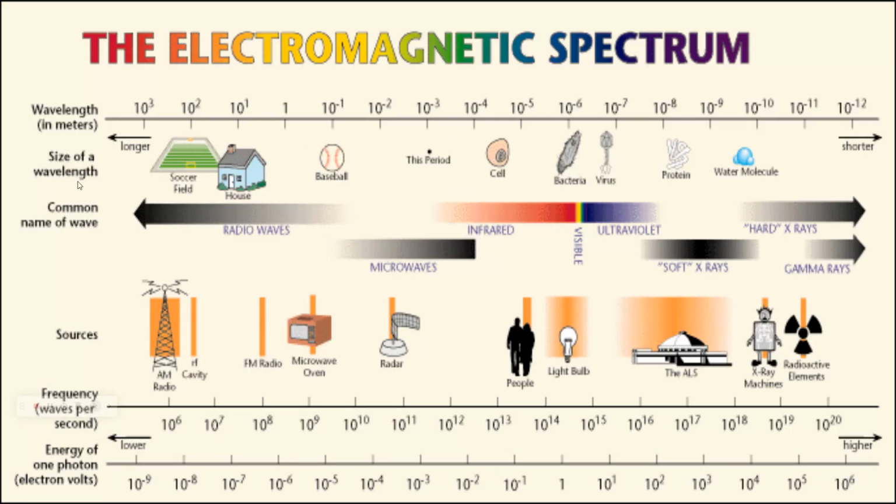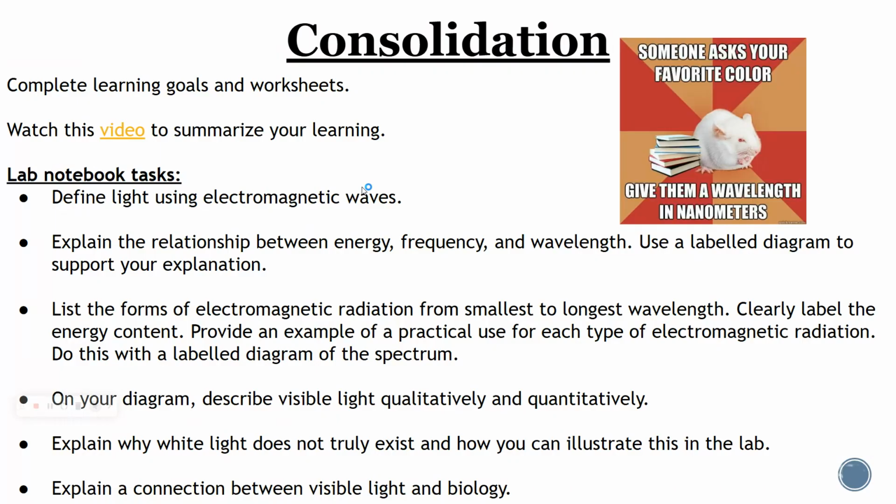This is a summary of the electromagnetic spectrum that we saw in this video, and these are some guiding questions to help you think about how you want to summarize this lesson in the lab notebook according to your teacher's directions. Try to think about connections between optics and other units that we've seen in the course so far. You can also complete your learning goals and anything in the worksheets provided.